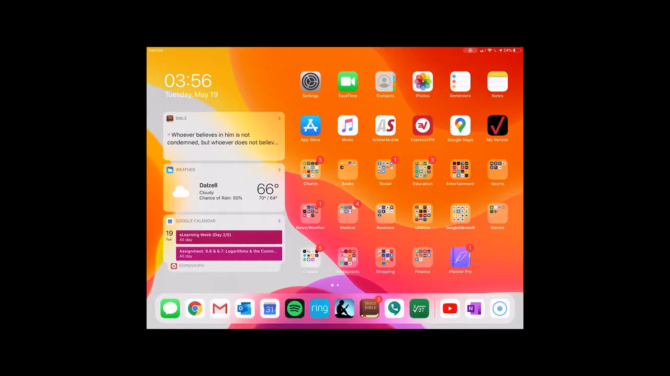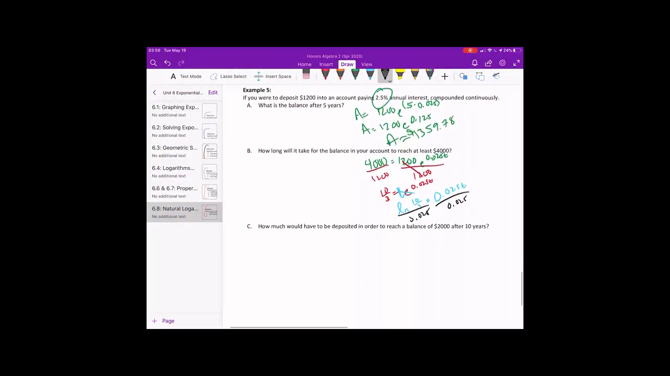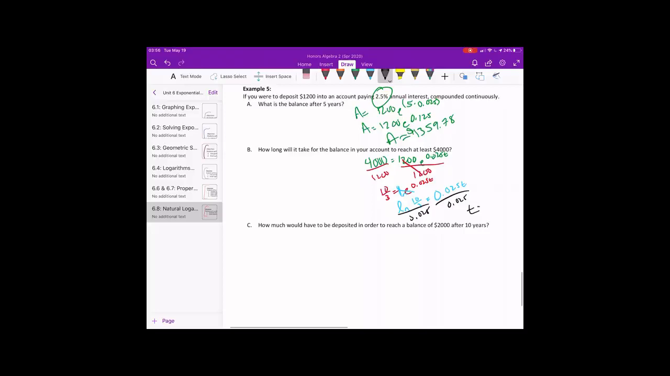And so that gives us 48.158. What that means is in this problem, t is approximately 48.158. It would take him 48 years to have a $4,000 account balance based on this scenario.